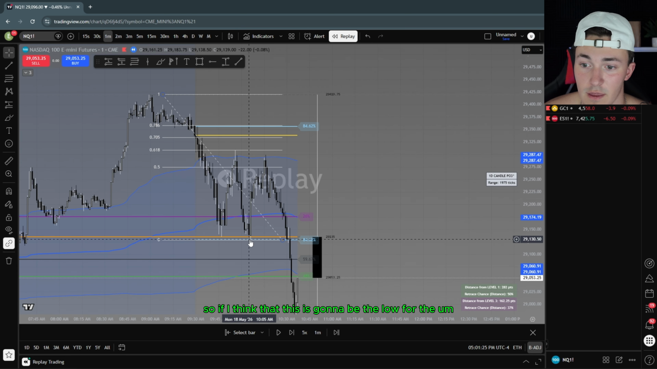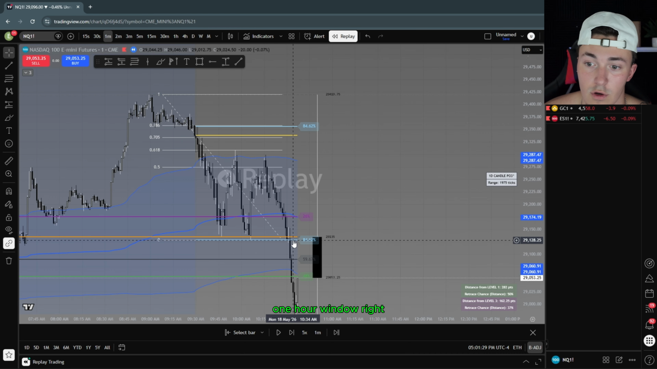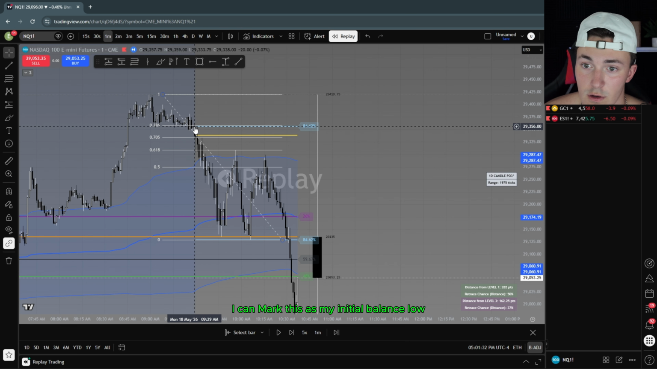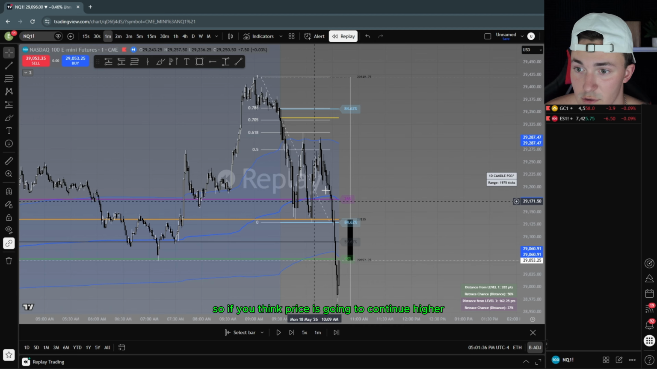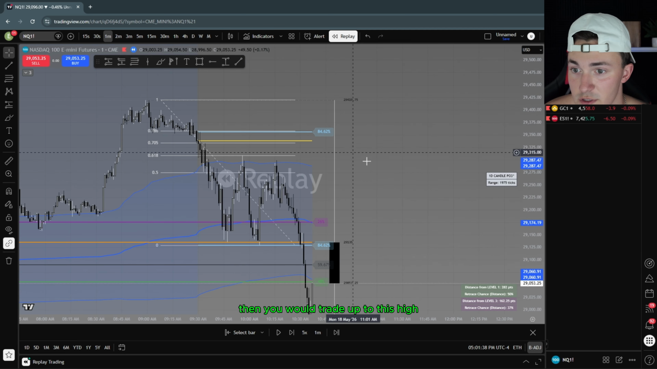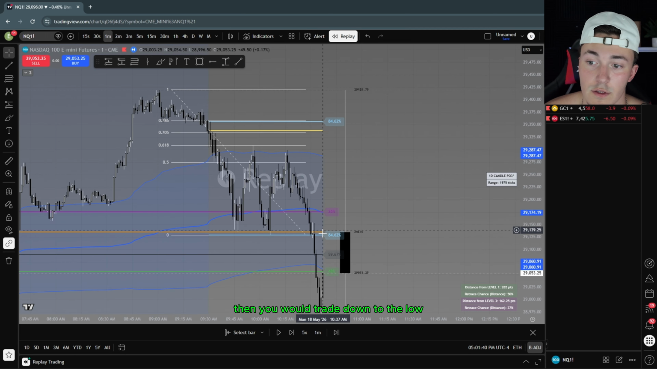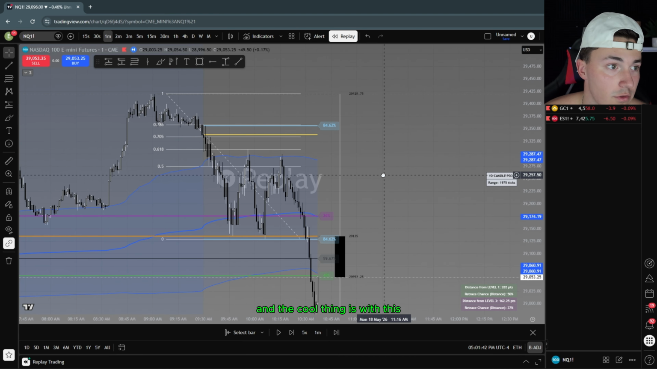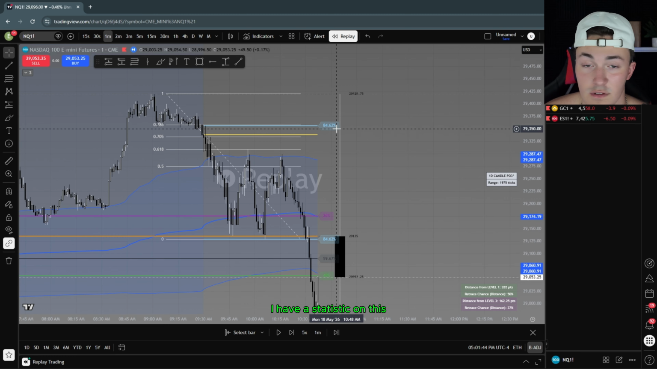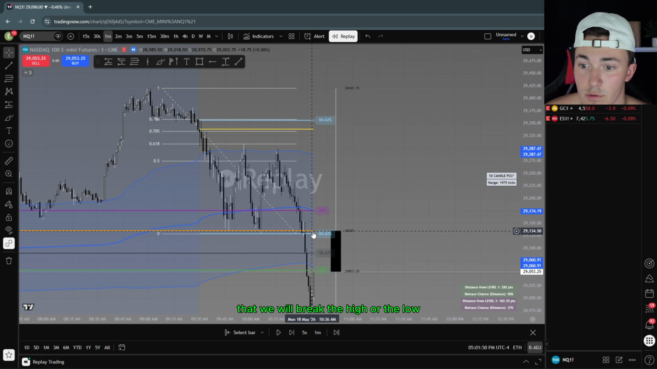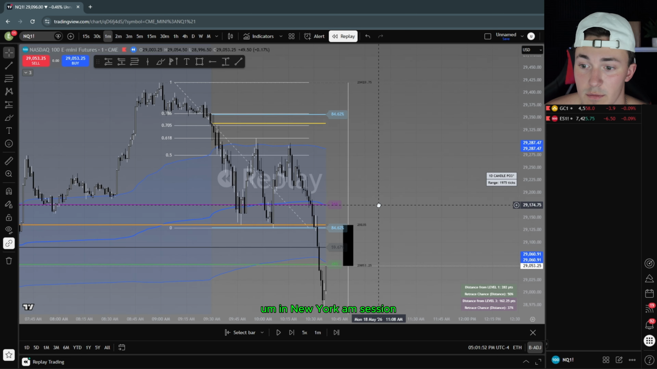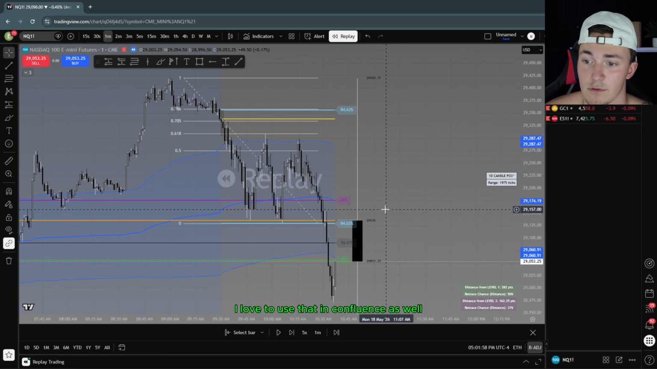So if I think that this is going to be the low for the 1 hour window, right, I can mark this as my initial balance low, and I can mark this as my initial balance high. So if you think price is going to continue higher, then you would trade up to this high, and if you think it's going to go lower, then you would trade down to the low. And the cool thing is with this, I have a statistic on this. On Mondays, there's an 84% chance that we will break the high or the low in New York AM session. I love to use that in confluence as well.